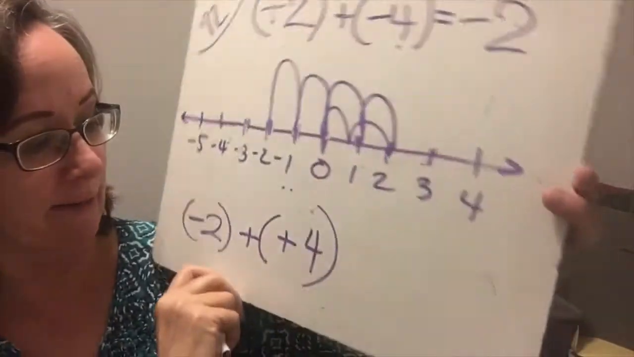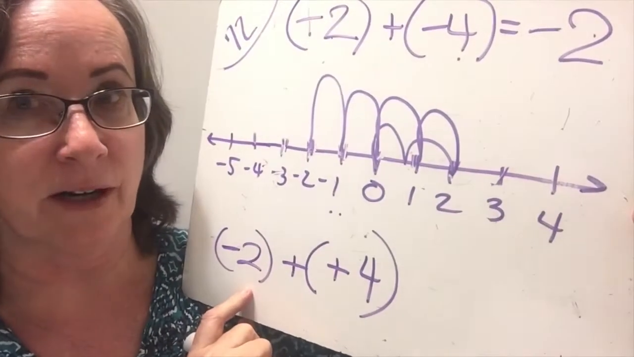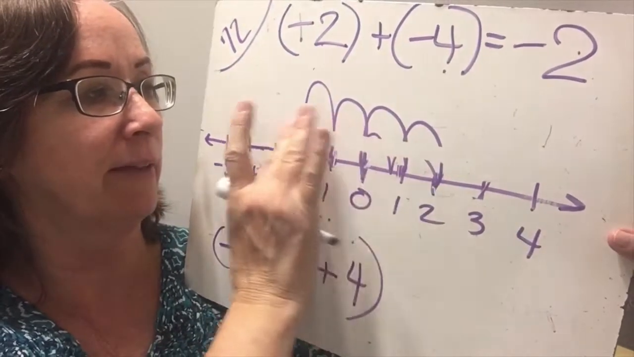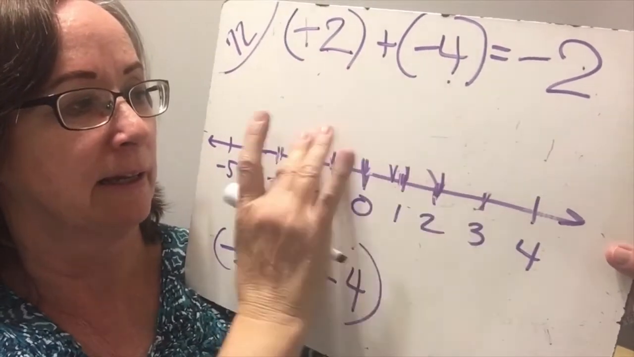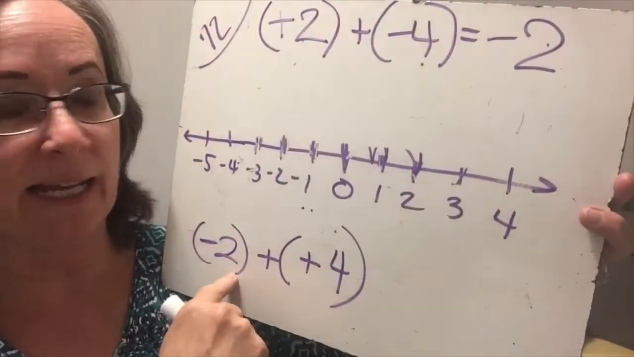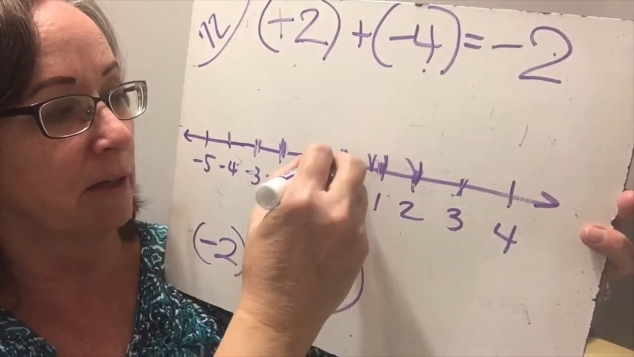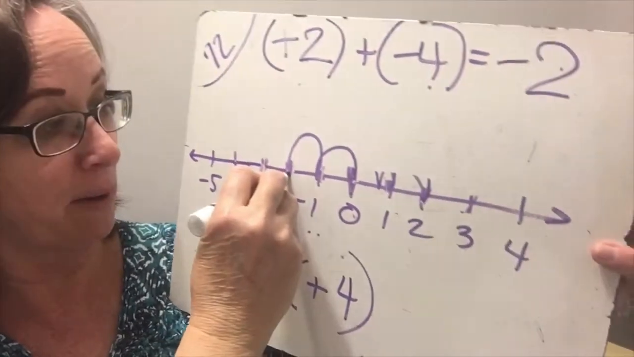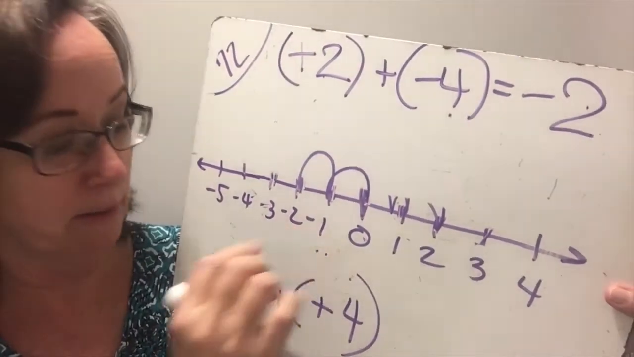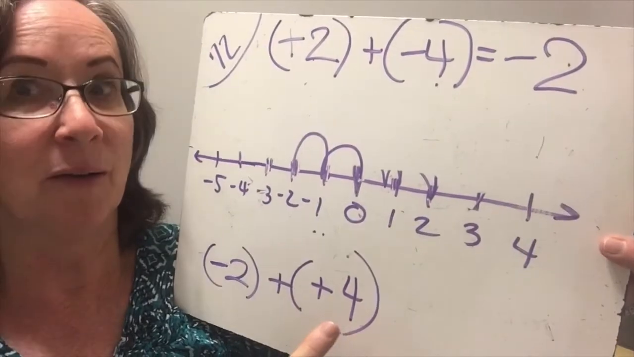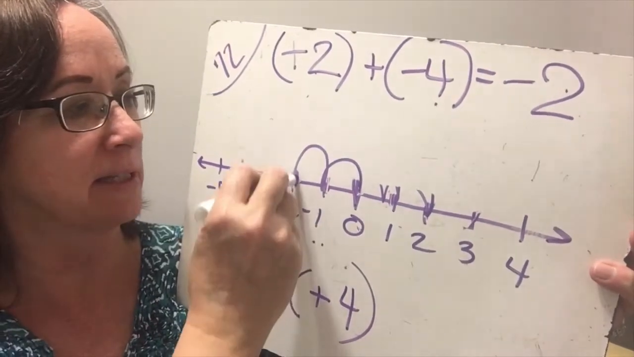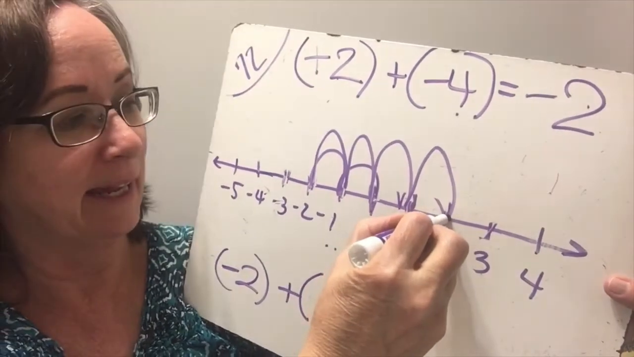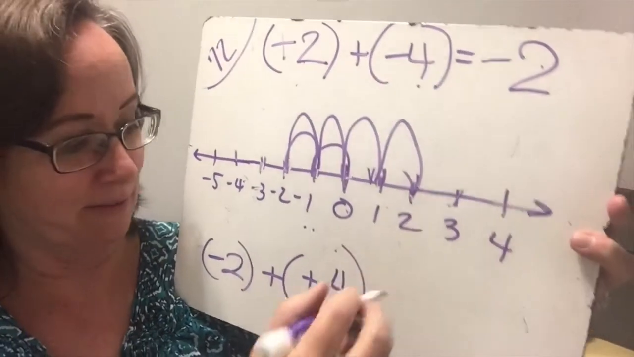Okay, so now down here we have a -2 to start with, and then we're going to add a +4. So let's get rid of all this. Okay, and then we have a -2, so here's our 0. We're going to go -2 this way, and then from that point, which is -2, we're going to add 4 in the positive direction. So 1, 2, 3, 4, and now I wind up at +2.